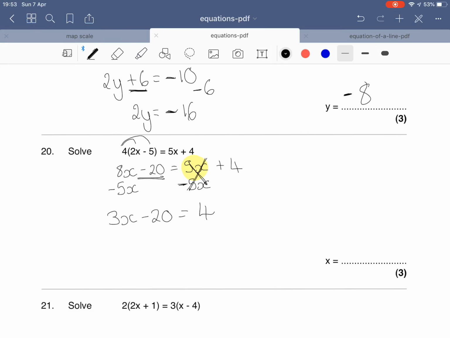So I'm left with positive 4. So same thing as normal now, so I'm going to get rid of my minus 20 by adding it. So I'm left with 3x equals 4 add 20, which is 24, and then 3 times what is 24? 3 times 8 is 24.